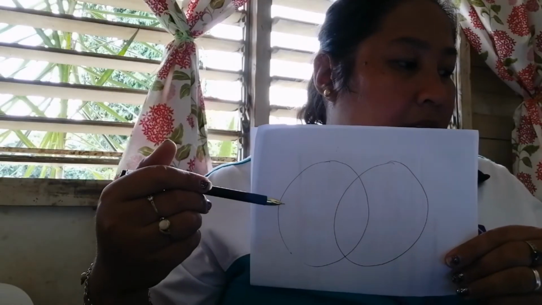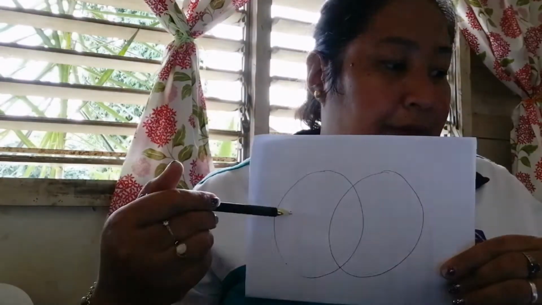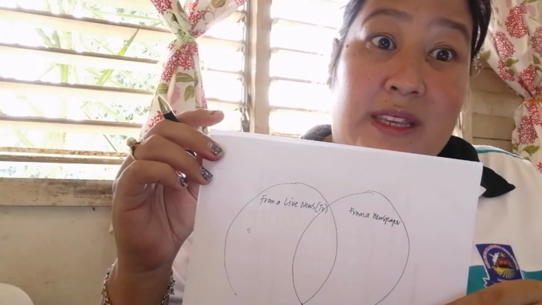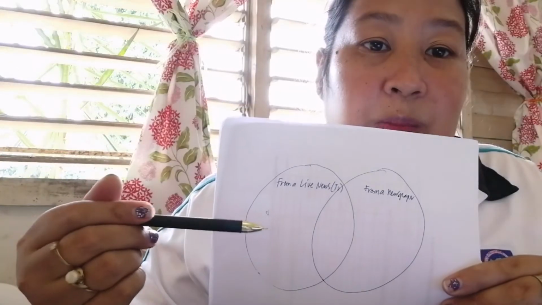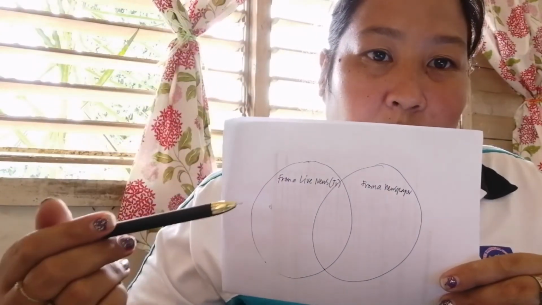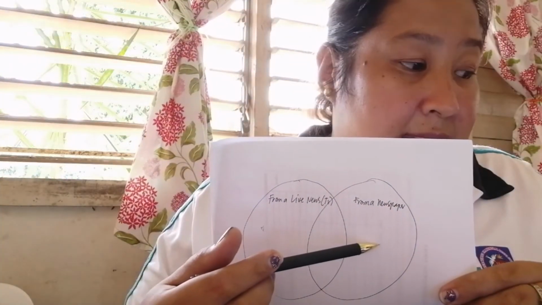Okay, so from a live news TV, you can write here, and then from a newspaper, what is their difference, the two of them. Okay, so I will write first from a live news or TV, and then on the other side from a newspaper. Okay, so when you say Venn diagram, you are going to put the differences and the similarities, right? Oh my god, I think my camera is in reverse mode. Okay, so this part is from a live news, and this one here is from a newspaper.